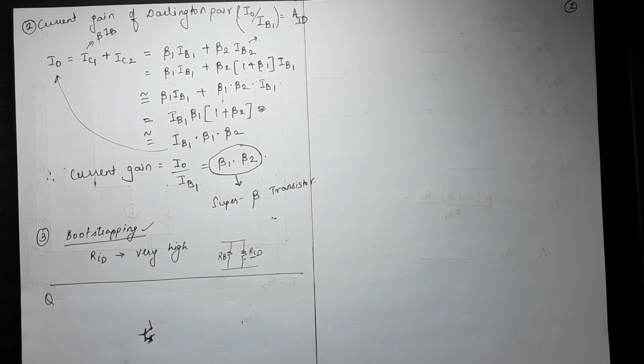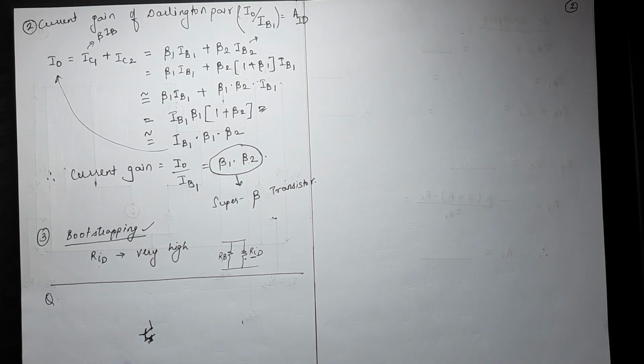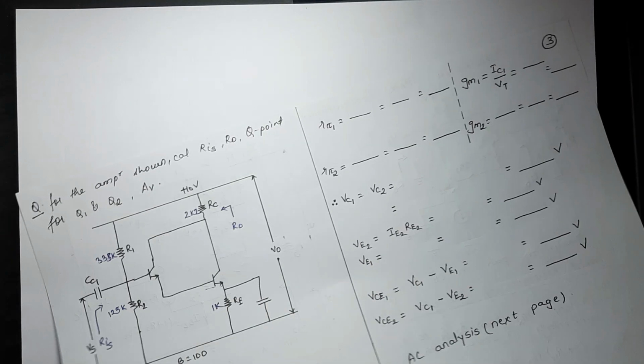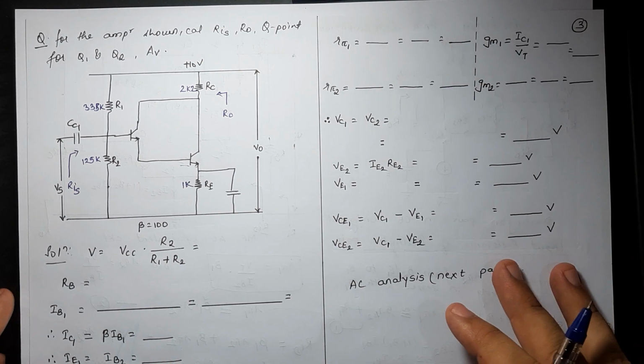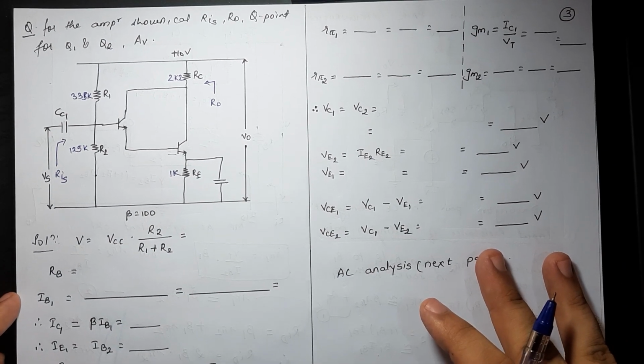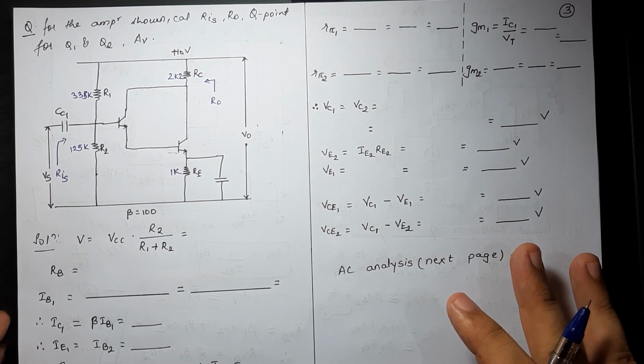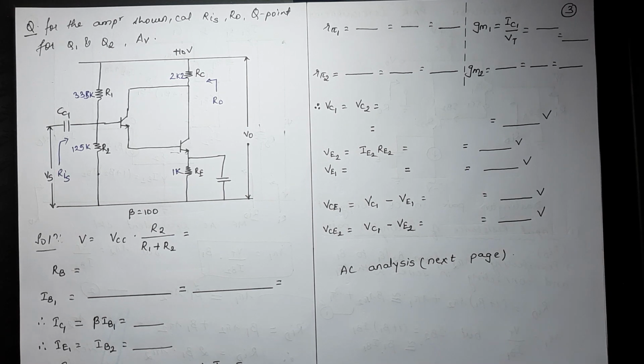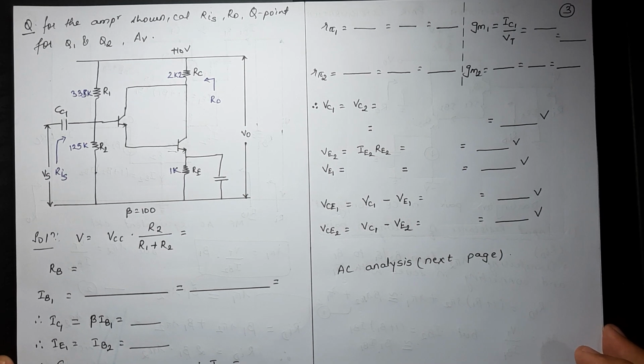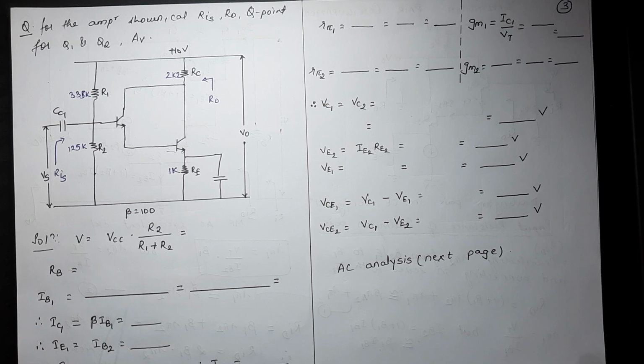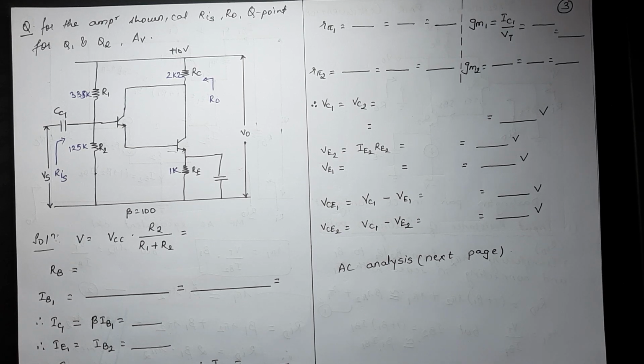Now, we'll start with a numerical today, as promised yesterday. This is a numerical. I would expect everyone to be prepared with their calculators. I don't want you all to draw the diagram right now. Just pay attention to how to solve the numerical based on the Darlington pair. If it arrives in the paper, it basically arrives for 10 to 12 marks on average.